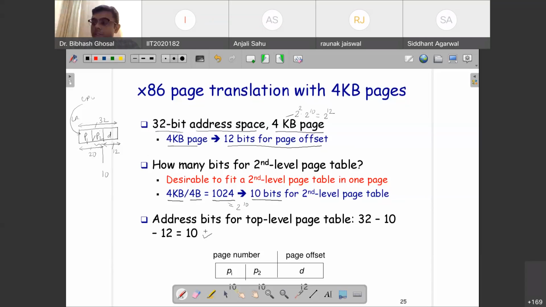So this is how we decide the number of bits for the first level, second level, and the offset. Start from the offset because that is fixed. Once you obtain that, you get the rest of the higher order bits. From the size of the page, you can calculate how much is required for the inner page table. Then automatically you'll get the outer page table. This is a very common question that is asked in examinations as well as in interviews regarding paging.